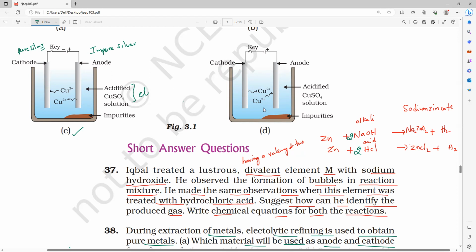This is only called as what? Everybody, who is going to call something? What is that called as? Electrolyte. Electrolyte.